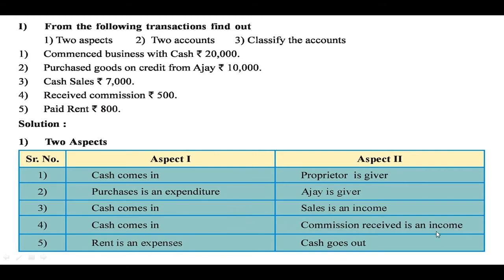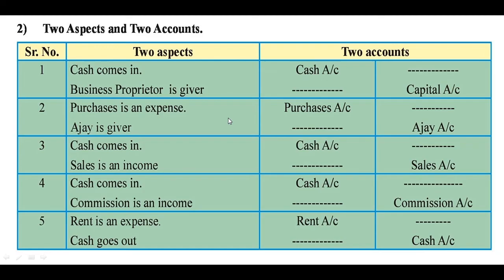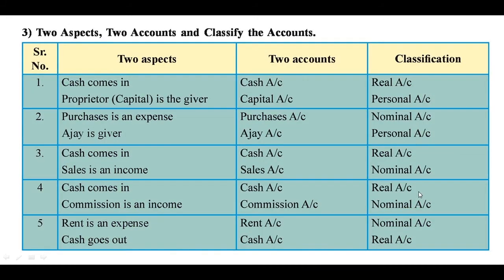So on the next page, we are going to identify which two accounts are involved. First is the cash account. Second one is the commission account. Now you all know that cash is the real account and commission being an income is the nominal account. So here you can see the classification, real account for cash and nominal account for the commission.